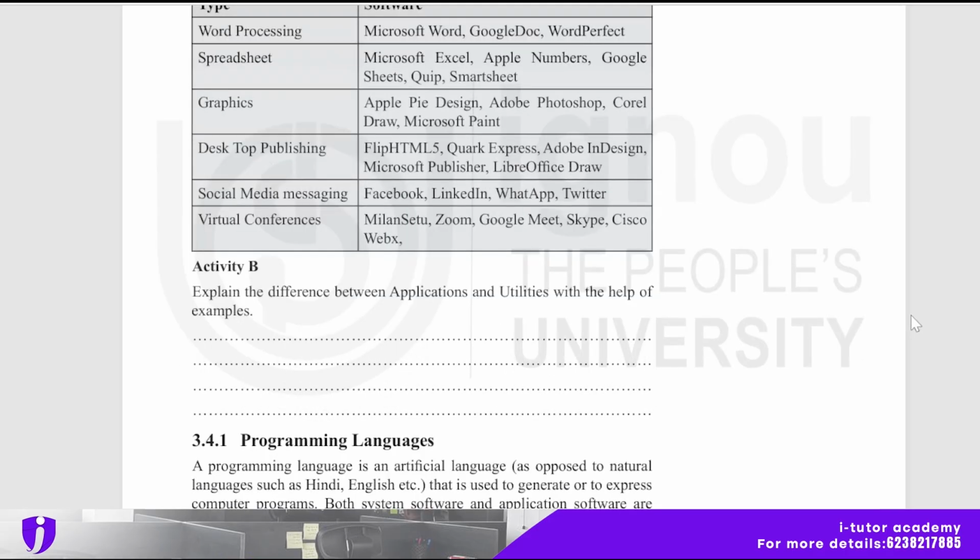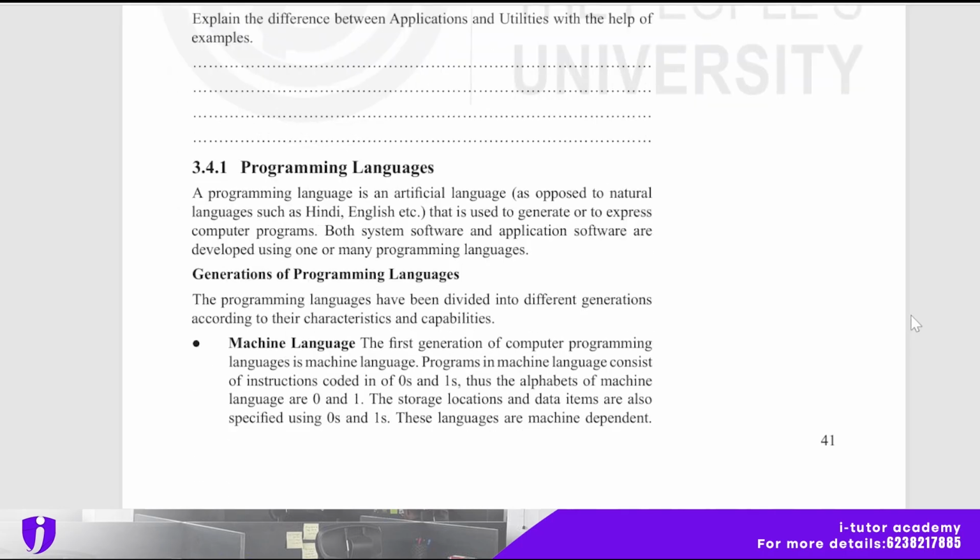Next is programming languages. A programming language is an artificial language, as opposed to natural languages such as Hindi, English, etc., that is used to generate or to express a computer program. Both system software and application software are developed using one or many programming languages.